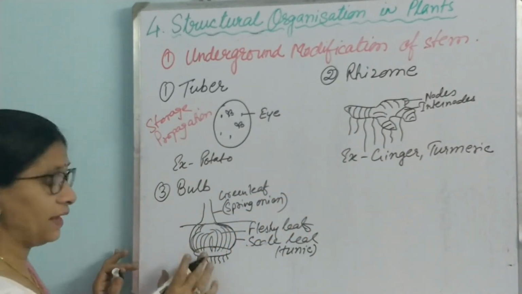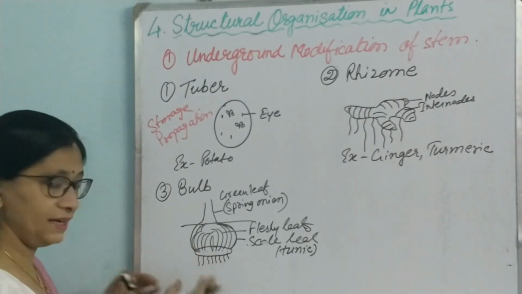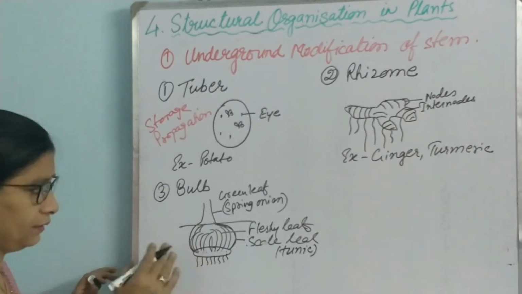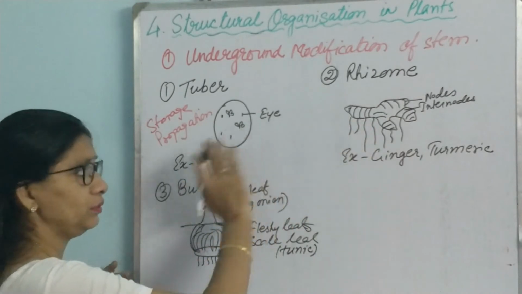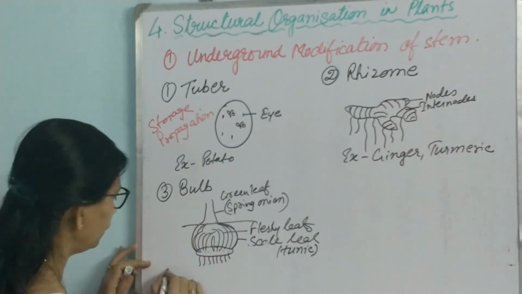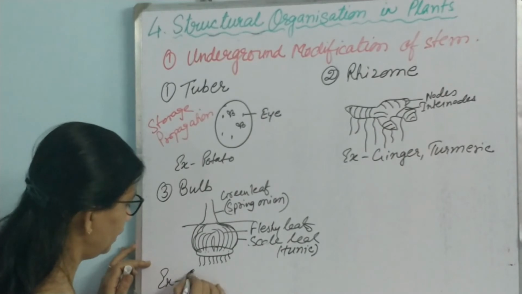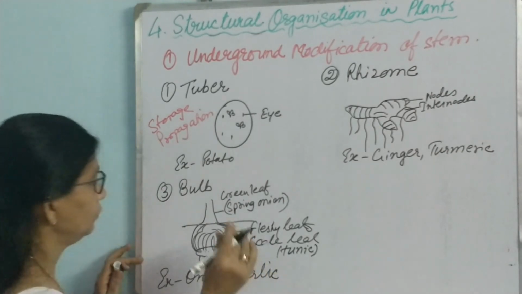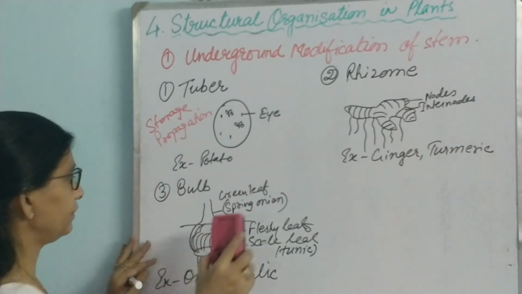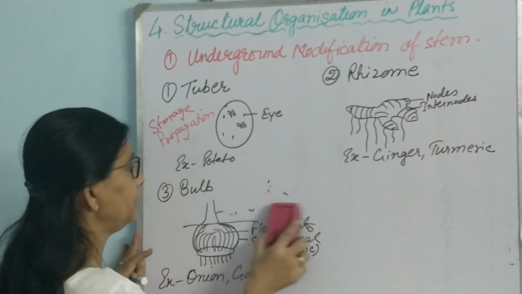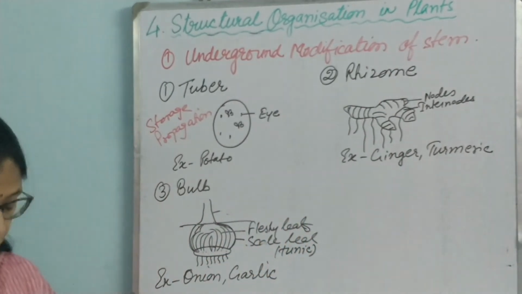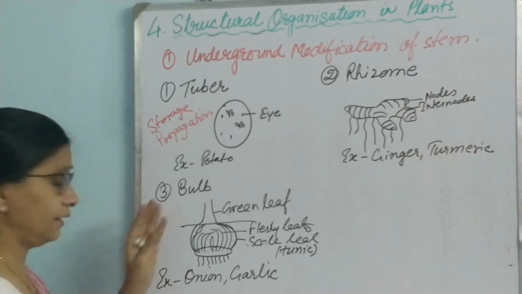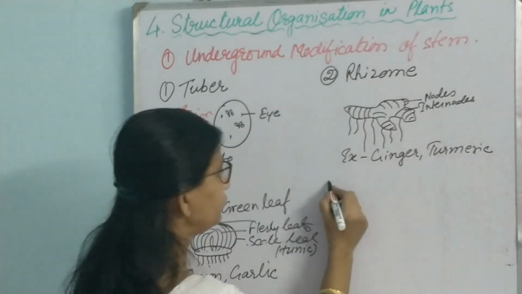So here the stem is not used for storage of food. As you can see, it is compressed and we get fleshy leaves which are edible. So here the stem's function is not storage of food, but in these two cases we have seen it is storage of food. Example is onion and garlic. So it's not spring onion, rather we can just write green leaf. Spring onion is only in the case of onion. So this is green leaf, which comes out of the soil and does photosynthesis. So this is bulb.